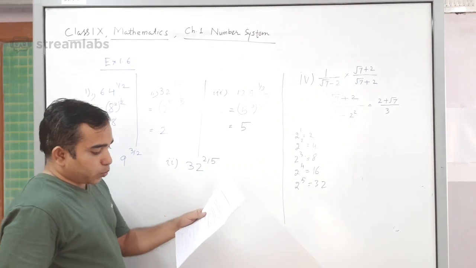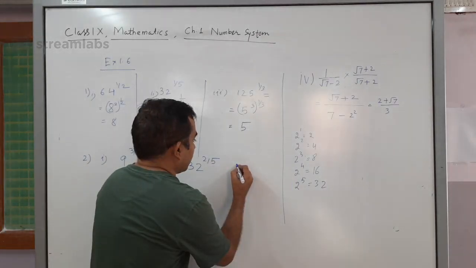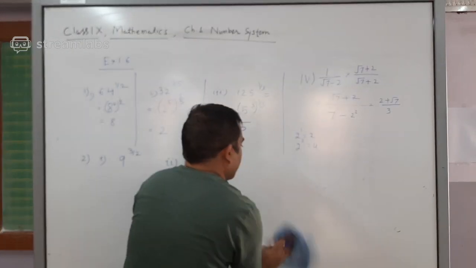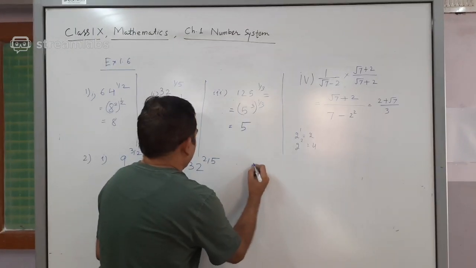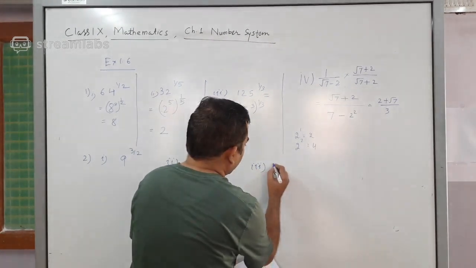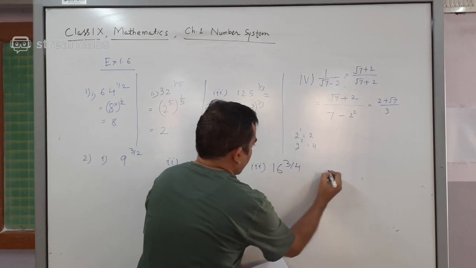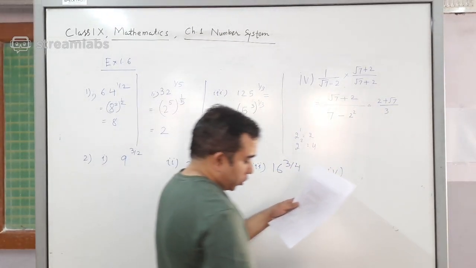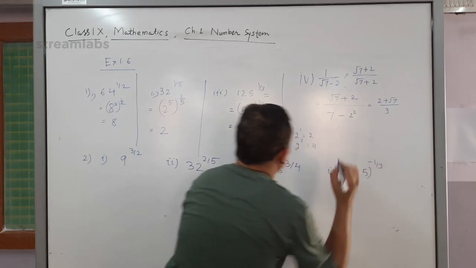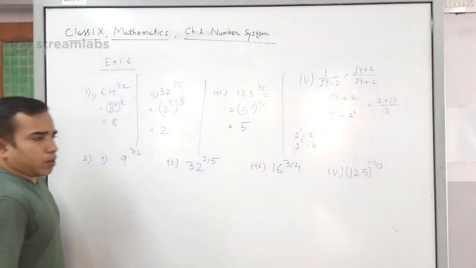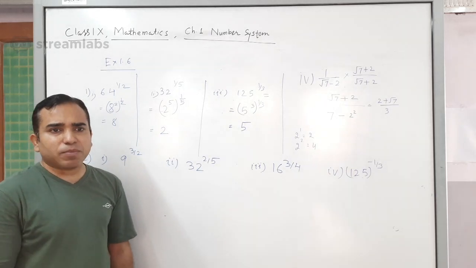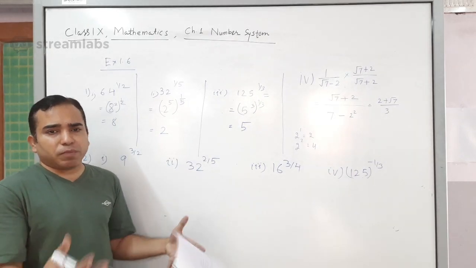And the next one is 16 to power 3 by 4, and the last is 125 to power minus 1 upon 3. Okay. 9, 32, 16, 125. Let us factorize them and let us write as power of something.